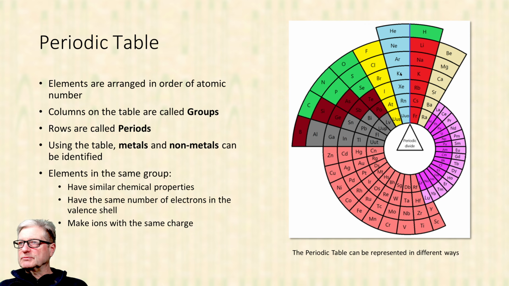Okay, so elements in the same group have similar chemical properties, not the same, similar chemical properties, and have the same number of electrons in their valence shell. Now we're going to try and understand valency a little bit later. And they make ions with the same charge, right, in general. Because some elements down here, particularly in the transition metals, can make ions with different charges. So it's not quite as strict as that. But if you stick to these guys up here, except for the noble gases, these will all make ions of the same charge. Okay, let's move on.